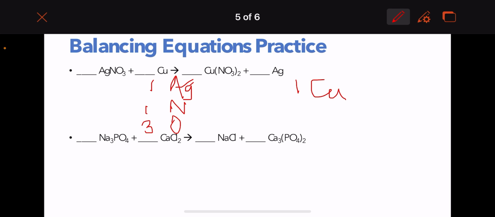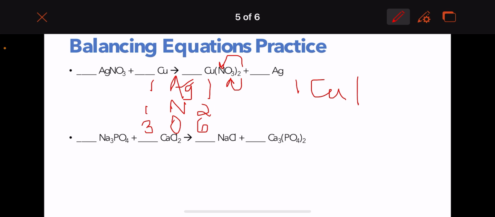On the product side, I have 1 silver, 2 nitrogens, because this guy distributes, 6 oxygens, and 1 copper. That 2 behind Cu(NO3)2 only counts for what is in the parentheses. It's counting for that nitrate, not for the entire thing. It would have to be in front.